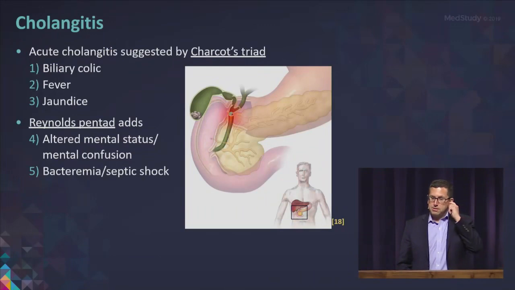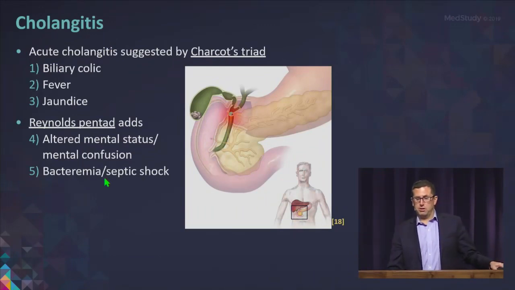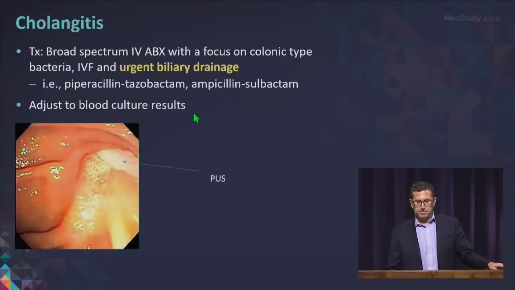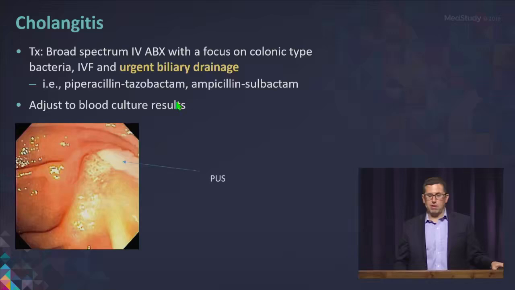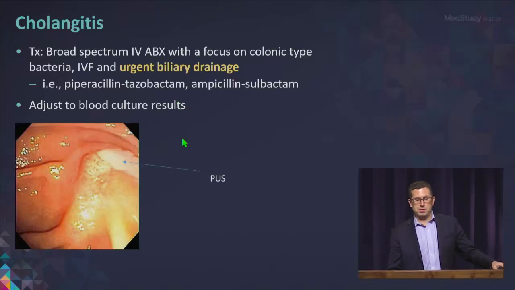So cholangitis, you've probably heard of this, the Charcot's triad. That's biliary colic, fever, and jaundice. That indicates that cholangitis is present. There's the Reynolds pentad, which adds altered mental status and septic shock to the mix here. And you could see a stone in the bile duct and backup, probably with pus here causing cholangitis, and some stones here in the gallbladder. The treatment is pretty simple. It's broad spectrum antibiotics and rapid urgent biliary drainage with ERCP.